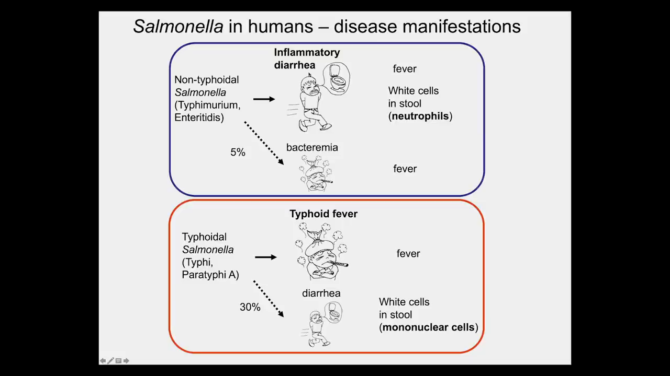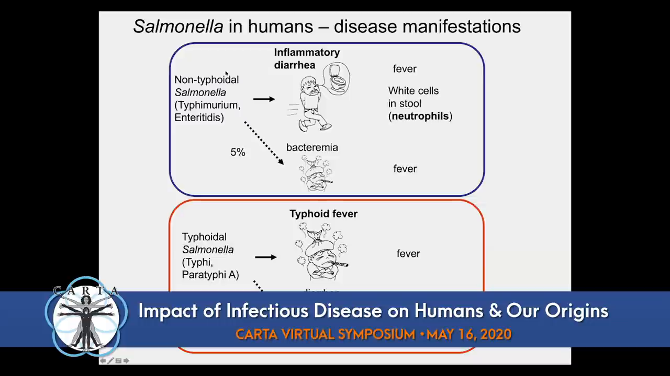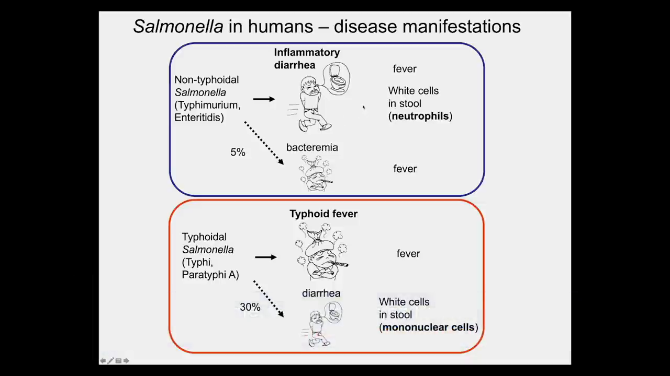So what are the manifestations of disease in humans? Non-typhoidal Salmonella causes primarily inflammatory diarrhea. This is a disease characterized by fever and white blood cells in the stool samples. These are neutrophils. But in 5% of patients, such as children, the elderly, and the immunocompromised, Salmonella can actually cause bacteremia.